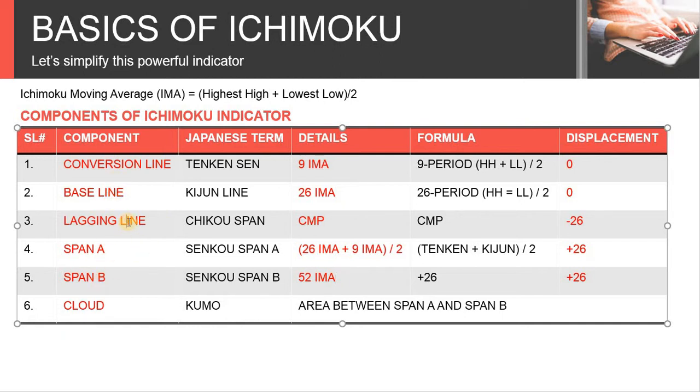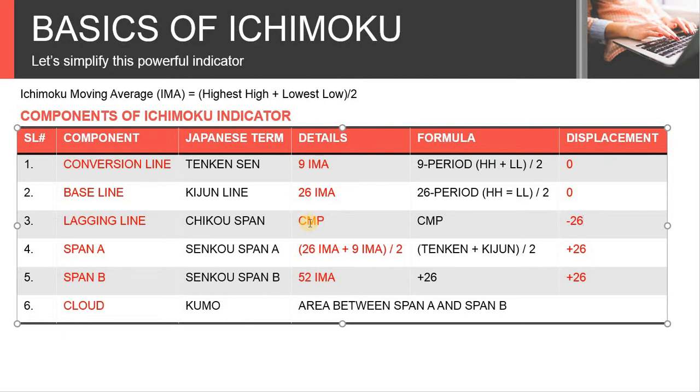Now let's go to the third one, which is called the lagging line. The lagging line is nothing but the current market price. If you convert your price into a line chart, the lagging line would be exactly the same as the current market price. The only difference is that it is plotted 26 candles behind, or 26 periods behind. So there's a displacement of minus 26, and the main purpose of this lagging line is to compare the current prices with what it was 26 periods ago.